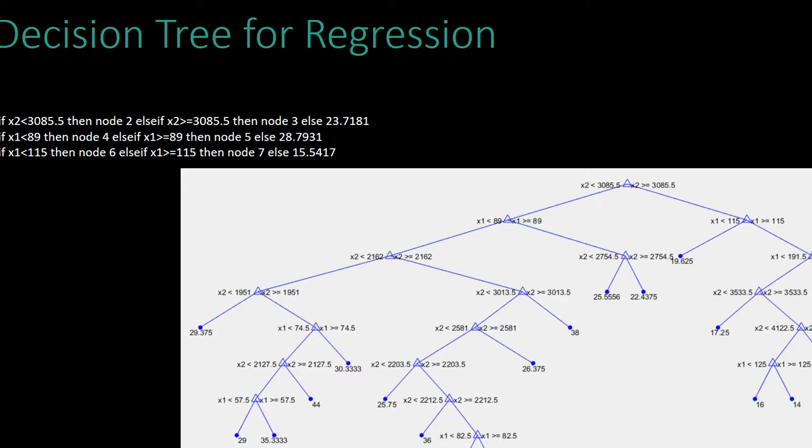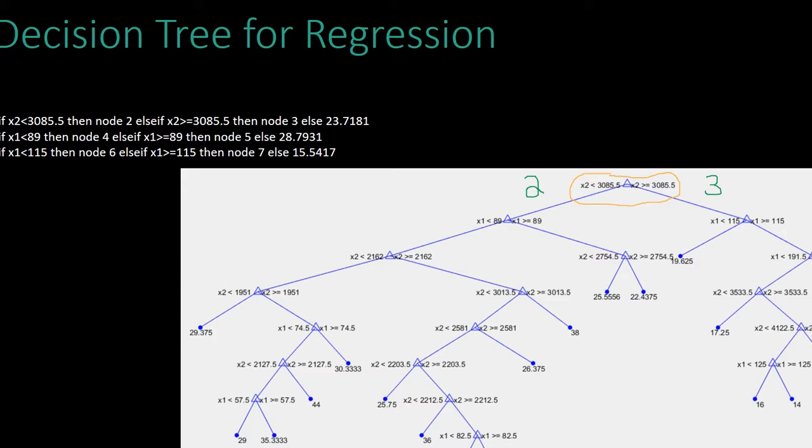We read the first step starting at the top of the decision tree. It says if x2 is less than 3085.5, then we should go to node 2 on the left side. If x2 is greater than or equal to 3085.5, then we should go to node 3 on the right-hand side. If neither of those things are true, then the MPG is 23.7.